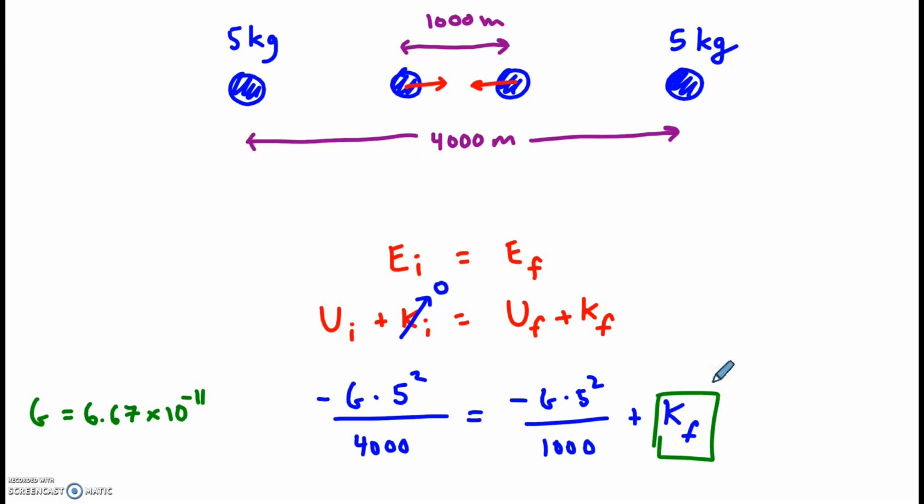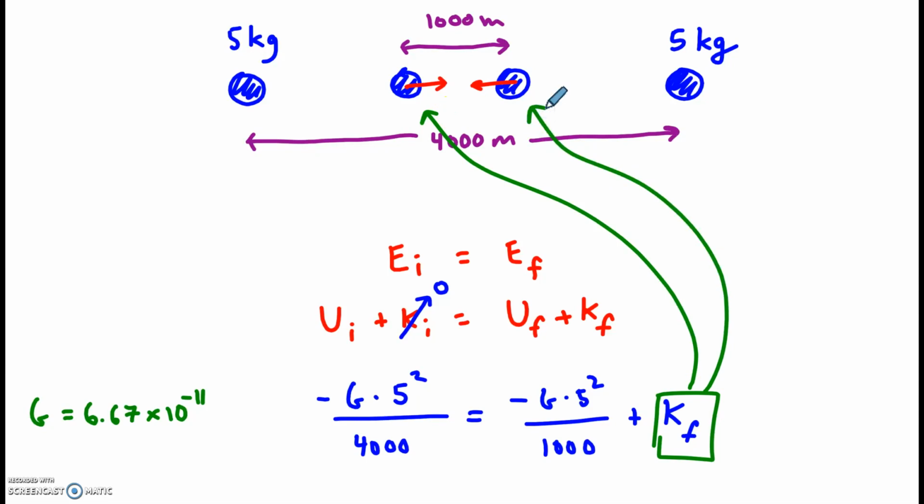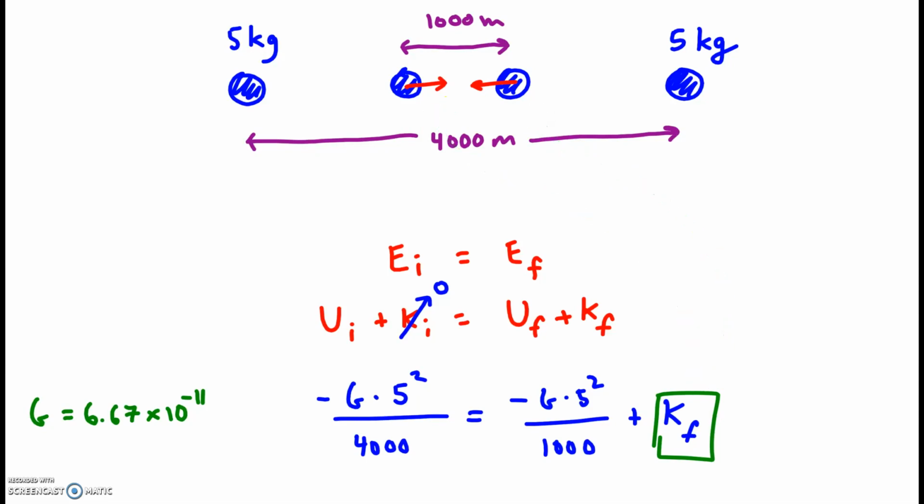Where is that kinetic energy? It's in this mass, and it's in this mass. They're both moving. And because they have the same initial speed, they accelerate the same, and they have the same mass, their final speed is going to be the same. So if we wanted, we could replace the K final, the final kinetic energy.